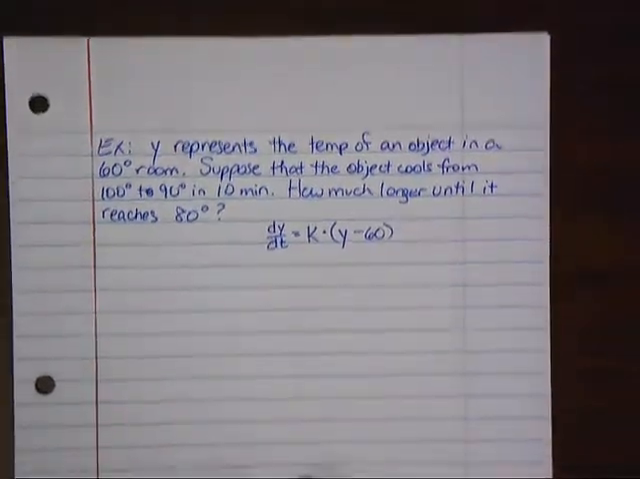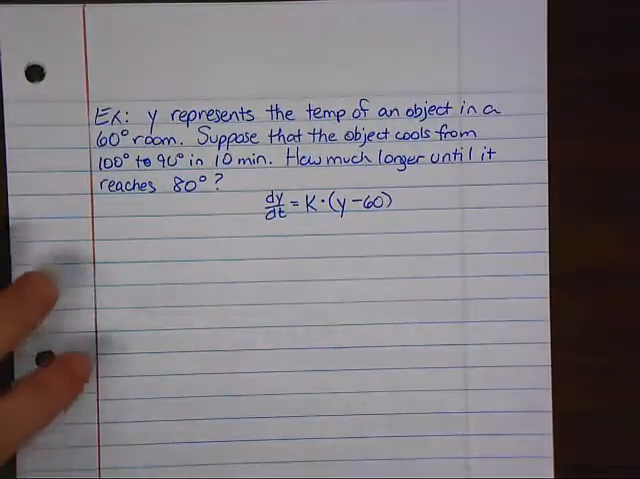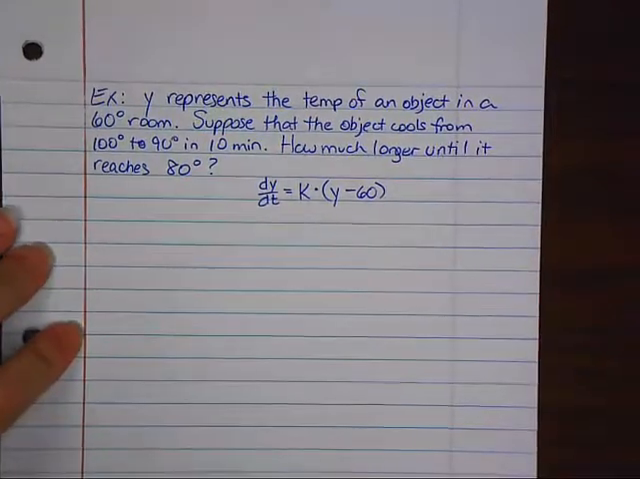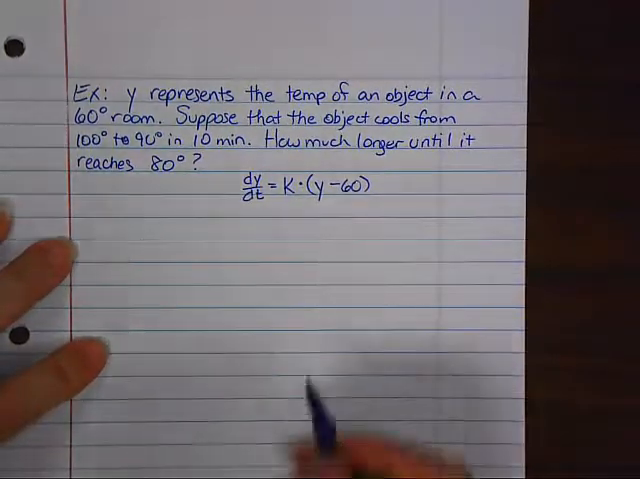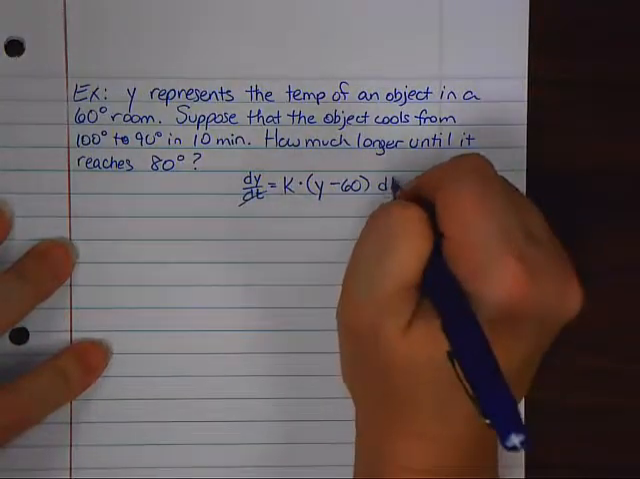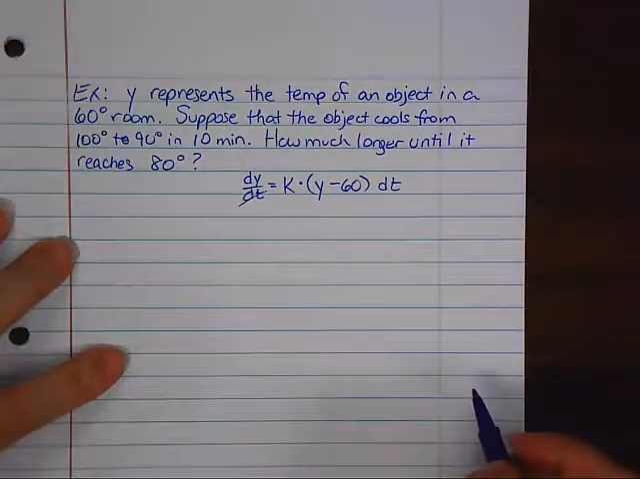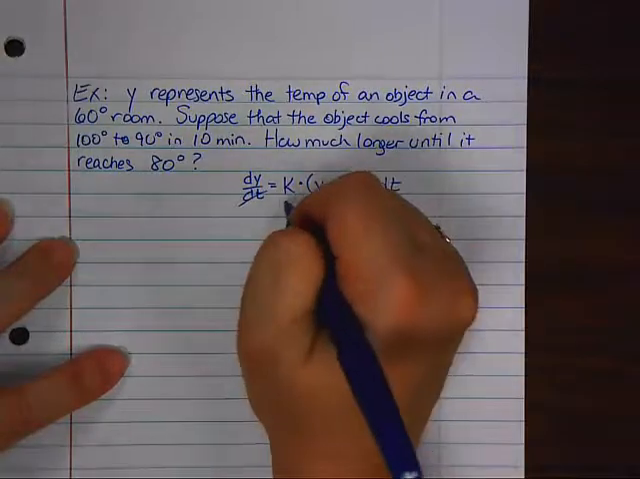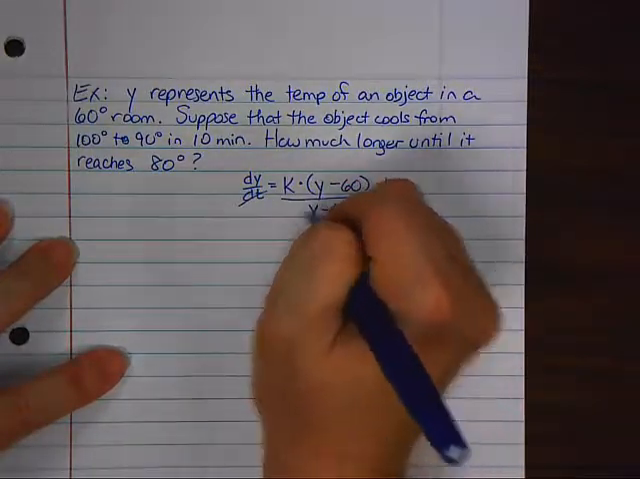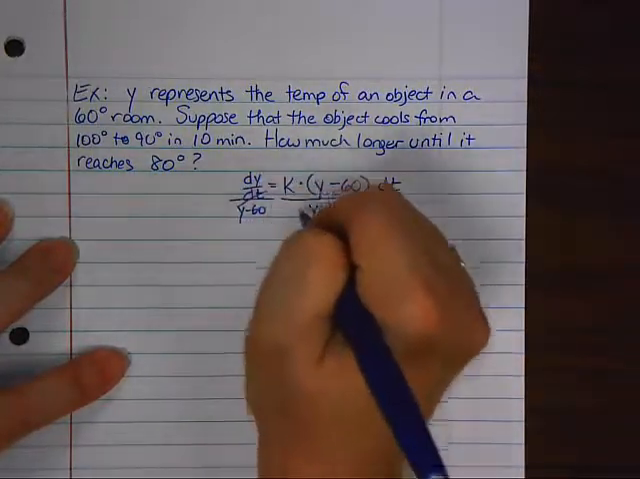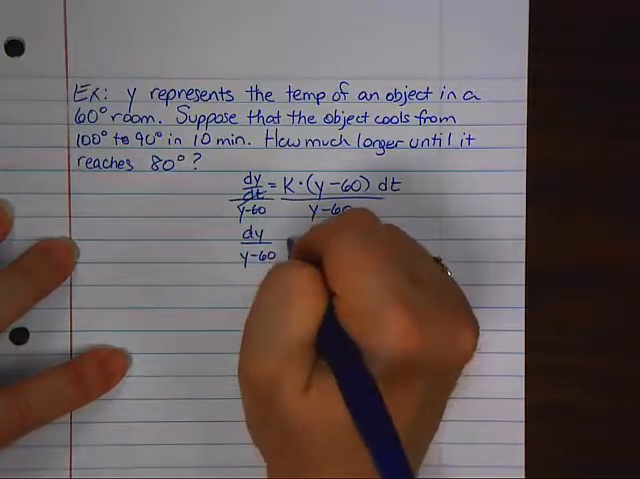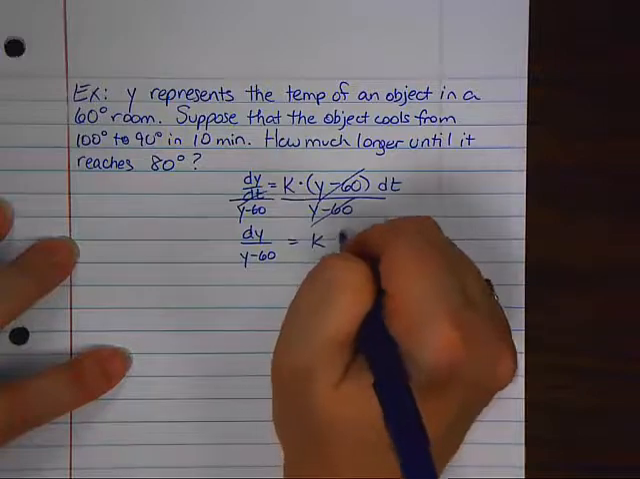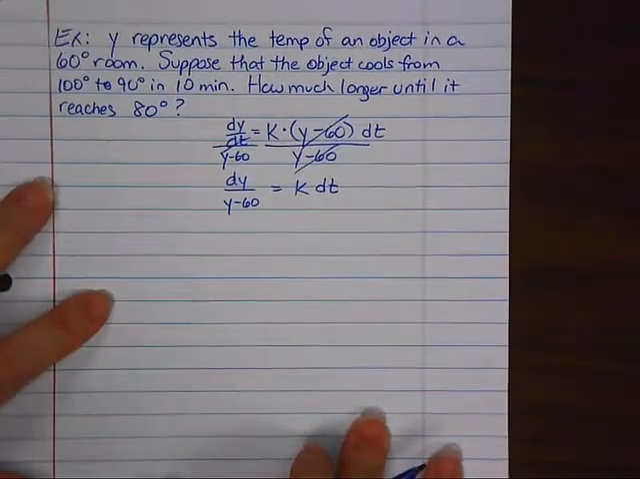Now I don't need this anymore. Now I need to separate the variables on this one. Tell me what to do first. Move dt over. What else needs to move? y minus 60. So we have dy over y minus 60 equals k dt. Okay, the right side's looking familiar.